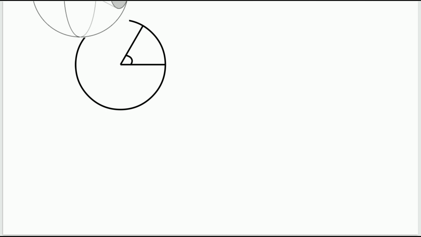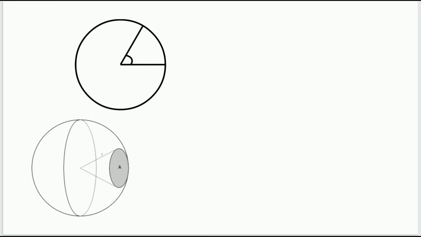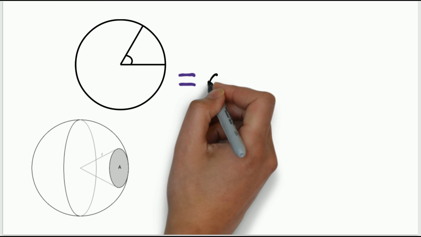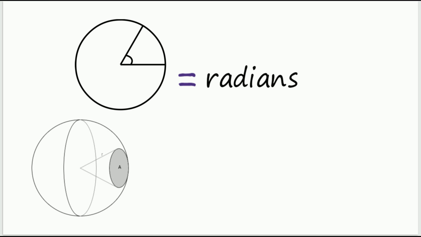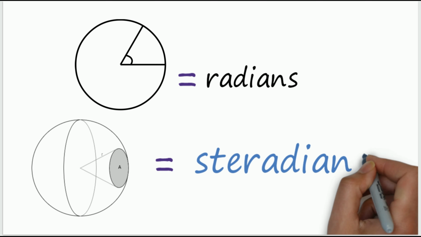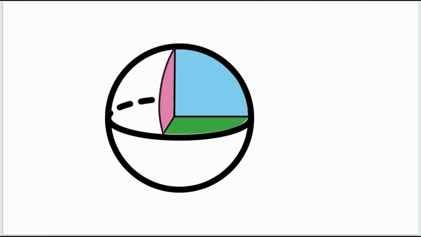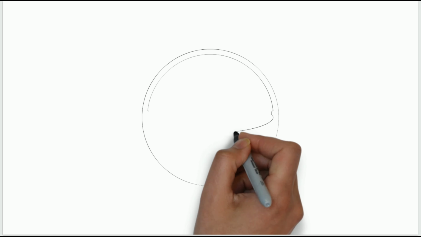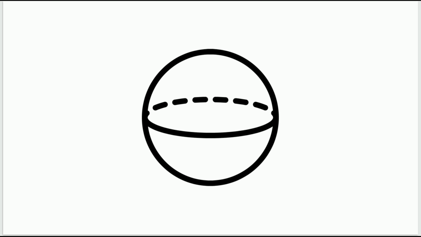Now that we know what a radian is, we can move on to steradians. Now when we deal with a plane angle, we can use radians. But when we have to deal with solid angles, we have to use steradians. And by solid angles, I mean all 3 dimensions have to be taken into consideration. We also have to consider the surface area as well.